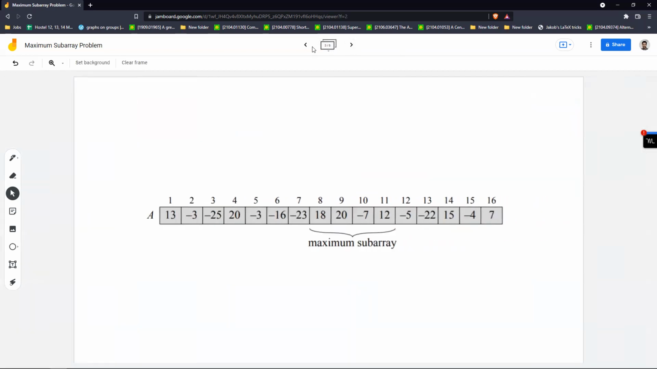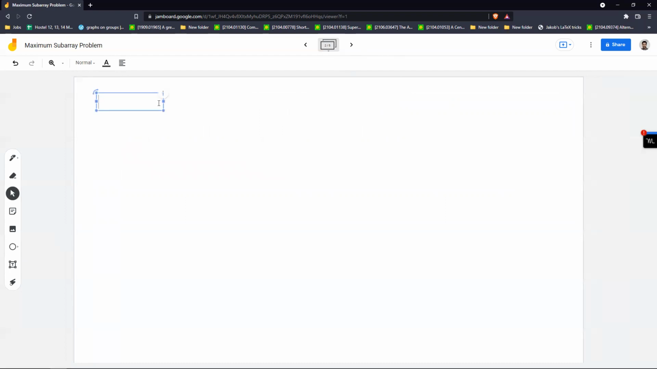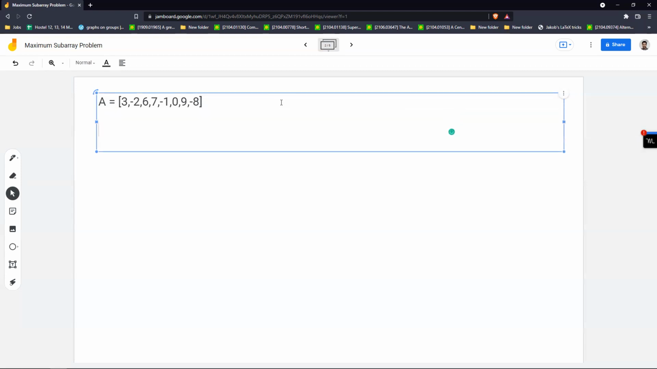All right, so we'll go to an example. Suppose A is an array of the form, let's give some numbers: 3, minus 2, 6, 7, minus 1, 0, 9, minus 8. This is an array. Let's make it a little smaller. Let's have only 5 entries so that it's easier.